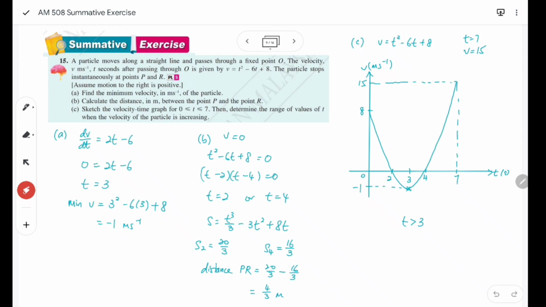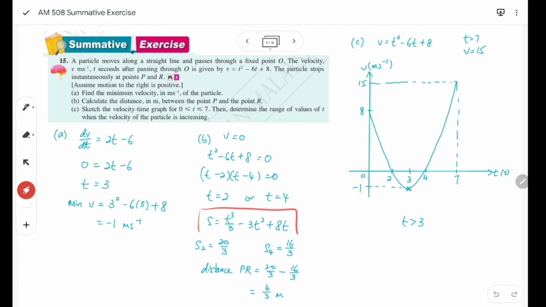B. Calculate the distance in meter between the point P and the point R. So the particle stops instantaneously at point P and point R. So we need to find out the times when the particle is at point P and point R. When v equals 0, our t squared minus 6t plus 8 equals 0, and we get the times t equals 2 and t equals 4. Right? So find the displacement of the particle at these two times.